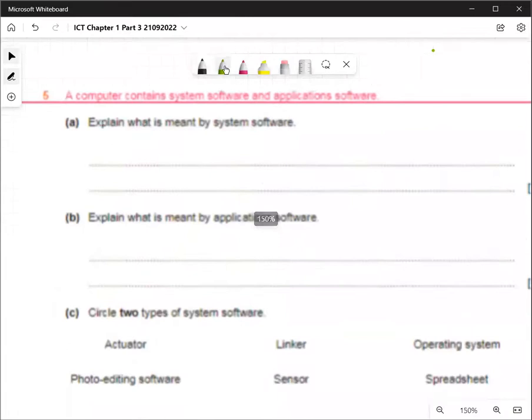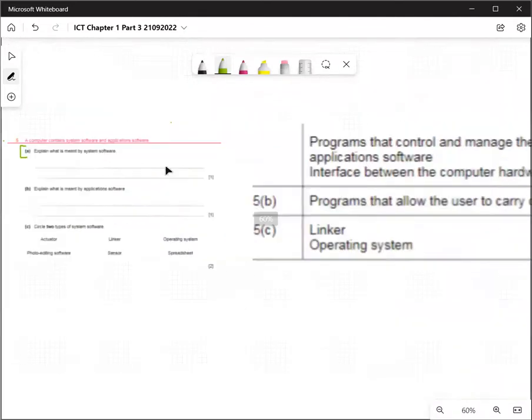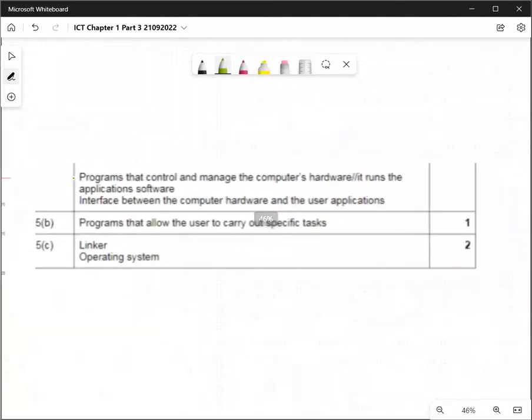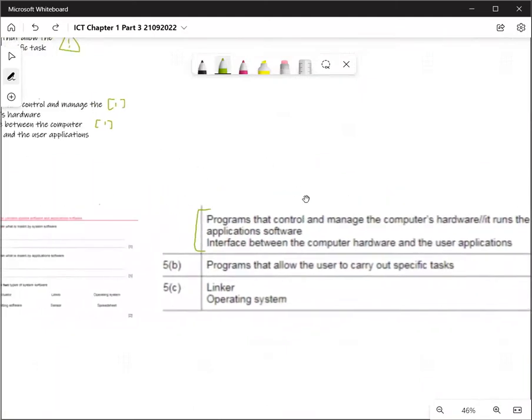Now look at the question. Read the question, the first one. Explain what is meant by system software. Read the answer. You don't have to write it, you have already written it. Just read the answer on the board. Programs that control and manage the computer's hardware, and it runs the application software, interfaces between the computer hardware and user applications. Isn't that what you wrote? Check your answer, compare.